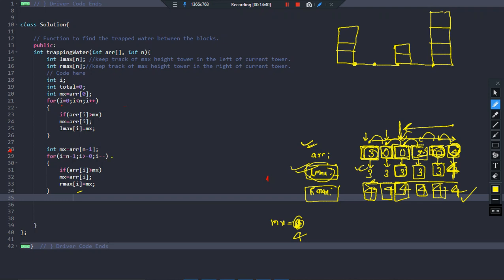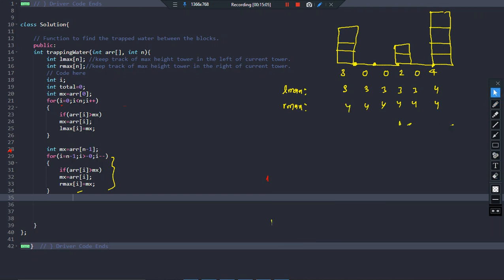You can see this is just the working of this code. So I have successfully found out my R max array also. This is my array 3, 0, 0, 2, 0, 4. L max will be 3, 3, 3, 3, 3 and 4. R max we found out to be 4, 4, 4, 4, 4 and 4. So we are done with these two arrays.